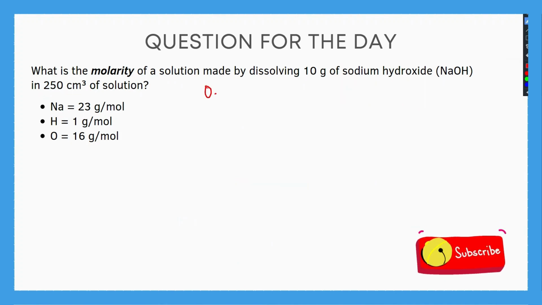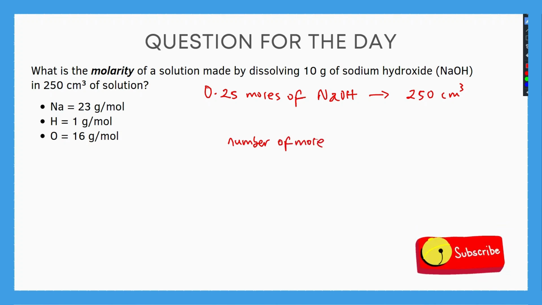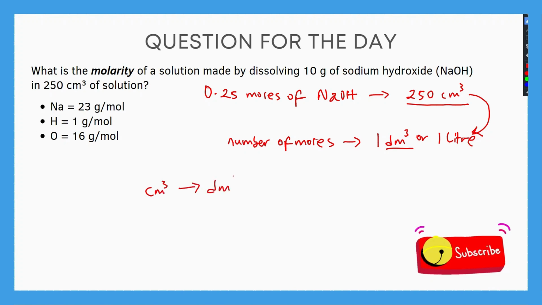So now that we have converted these 10 grams into 0.25 moles, what this means is that there are 0.25 moles of sodium hydroxide contained in 250 cm³ of solution. Now, molarity, remember, is number of moles contained in 1 dm cube or 1 liter. Now, since this is in cm³, we need to convert it to become liters or dm cube. How do we convert from cm³ to dm cube? We simply divide by 1000.